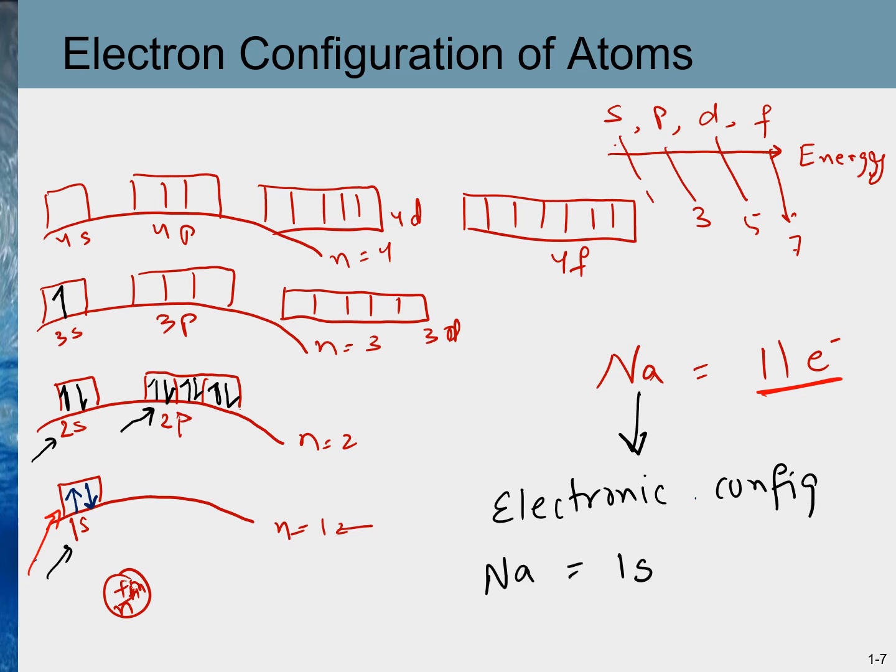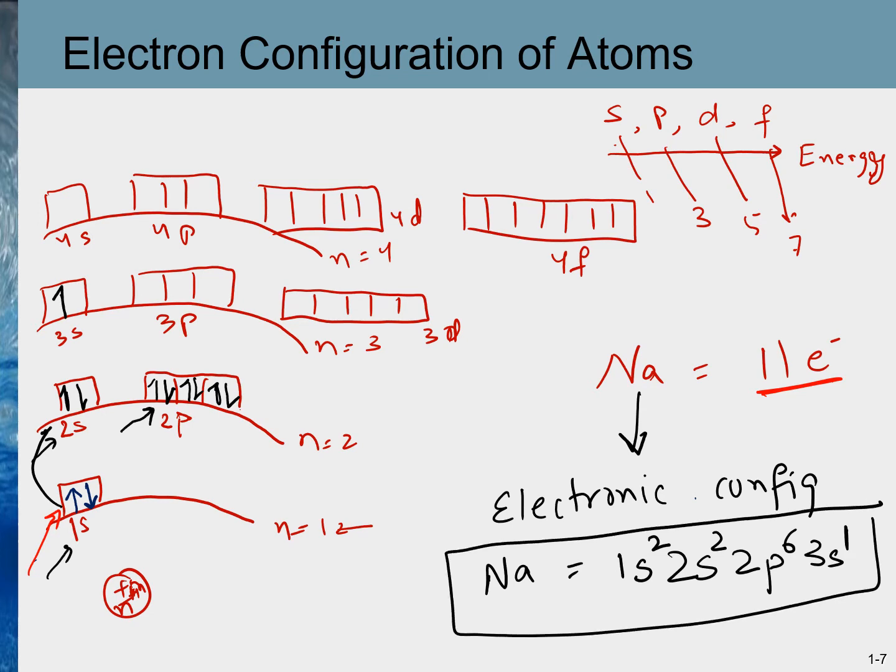1s, and then we are at 2 electrons, therefore I'll write 2, so this 2 is superscript, and then next 2 will go to 2s. So after 1s we went to 2s, therefore electronic configuration is 2s2, and then we filled up 2p, and there are 6 electrons, and then 3s, there is 1 electron, and this is the electronic configuration of sodium.